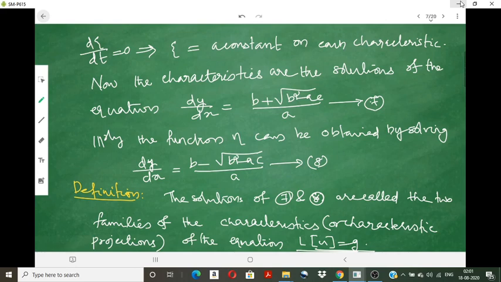So we have proved the first theorem, that is the canonical form of parabolic equations. Parabolic equation means it is a second order equation.